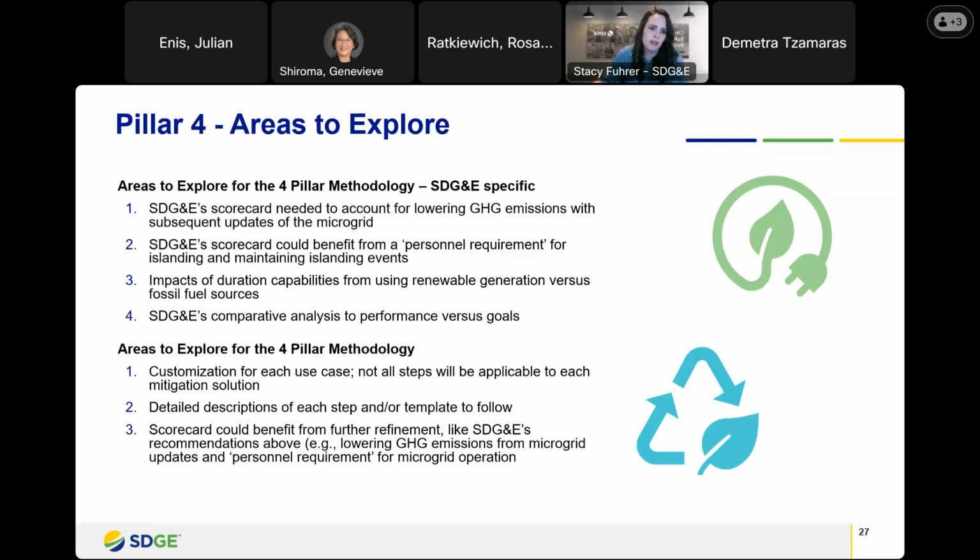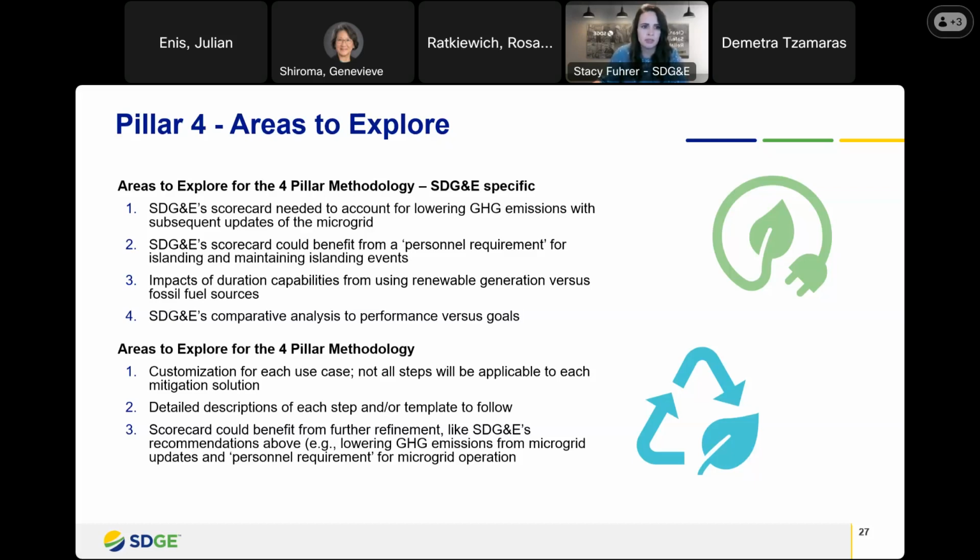And then finally, SDG&E evaluated areas to explore for the entire 4 pillars methodology, maybe not just unique to SDG&E. And so the first one would be, it's customized for each use case. And not all steps will be applicable to each mitigation solution. So there is some uniqueness that comes with the methodology. The second one that we identified is that there were times where a more detailed description of each step or a template to follow would have been really beneficial.